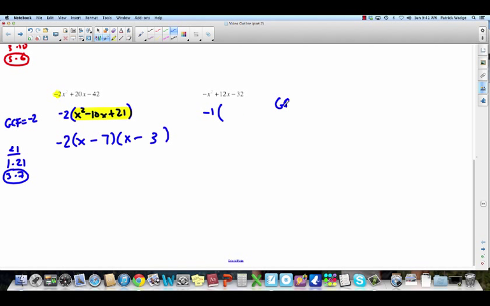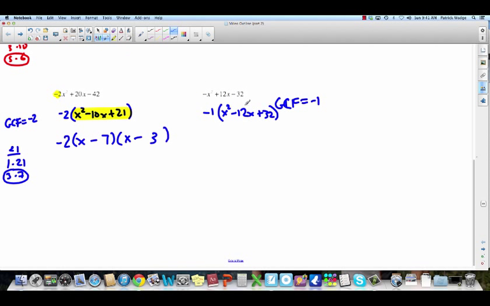So greatest common factor equals negative 1. So what's left? x squared, because negative 1 times x squared is negative x squared. Negative 12x, because negative 1 times negative 12 is positive 12. And positive 32. Could have left a little more room here, couldn't I? Negative 1 times positive 32 equals negative 32.